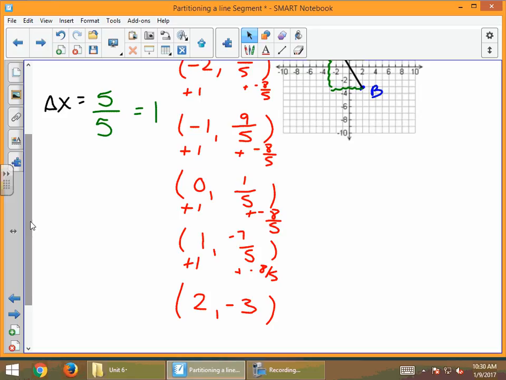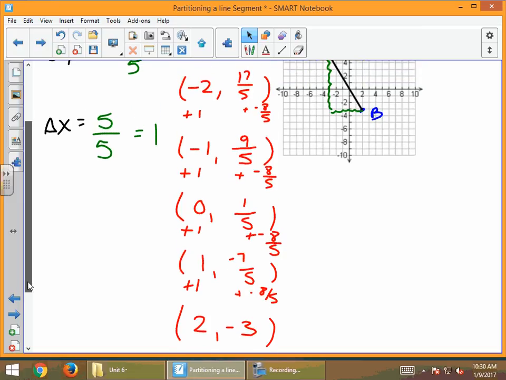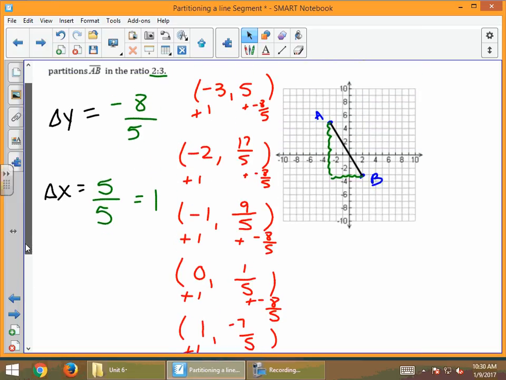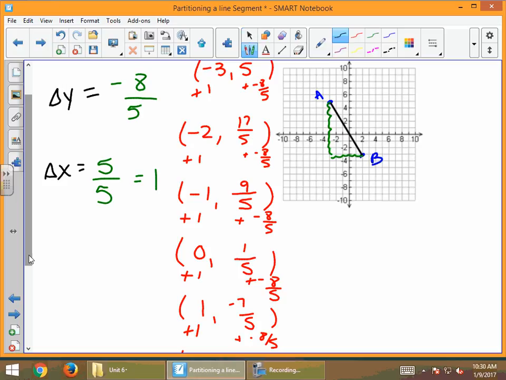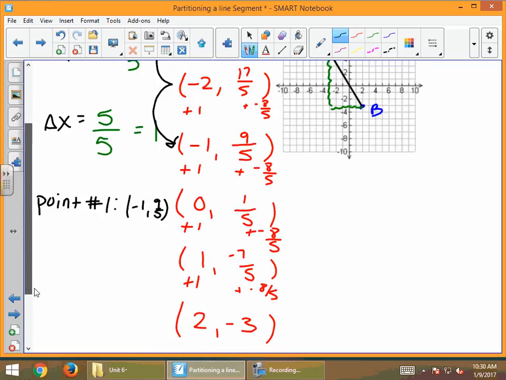Once you get that, you're going to start with your first point. How many times are we counting? 2, because the first number in your ratio is 2. So start with the first point. Count 1, 2. That is your first point. Repeat the same process with your second point. Start with the second one. 1, 2. That is your point number 2.